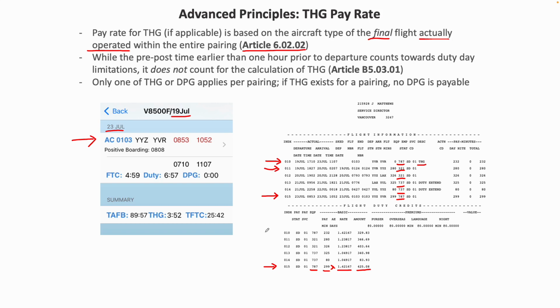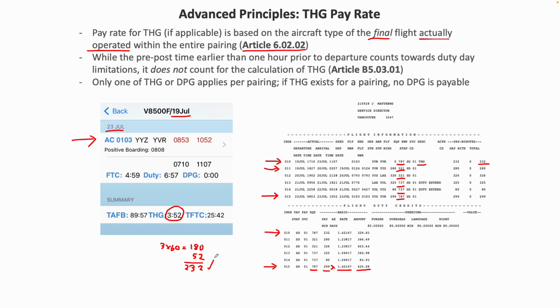So if we look under flight duty credits, we look at index item 10 to match the one that corresponds to THG. It's for 232 minutes. That would be the 3 hours and 52 minutes expressed in minutes format. So that would be 3 times 60 equals 180, plus the 52 that already exist in those 3 hours and 52 minutes. And we get that total of 232 minutes of THG.